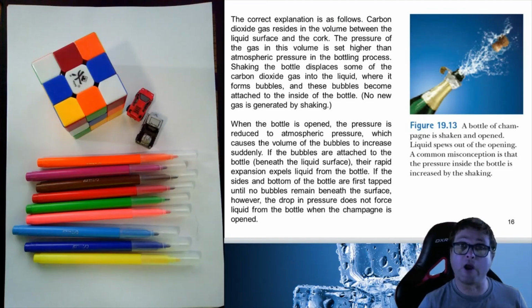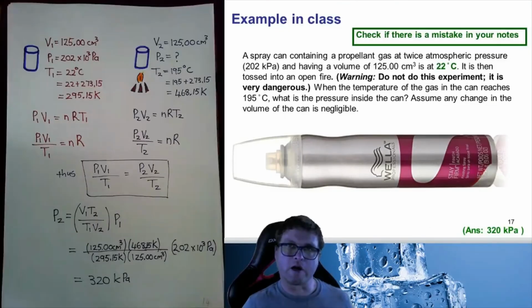We know that when we open a bottle of champagne, if it's been shaken and opened, then liquid spews out of the opening, it squirts out, right? And a common misconception is that the pressure inside the bottle increases as a result of us shaking the bottle. This in fact isn't the case, and I'd like you to read through this interesting explanation as to why this is a misconception. We conclude this chapter by looking at an example.